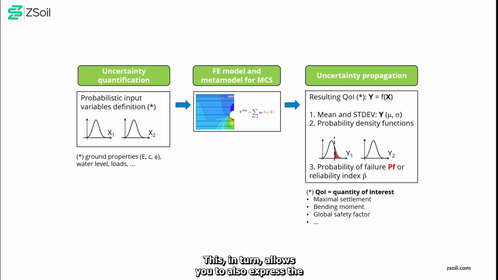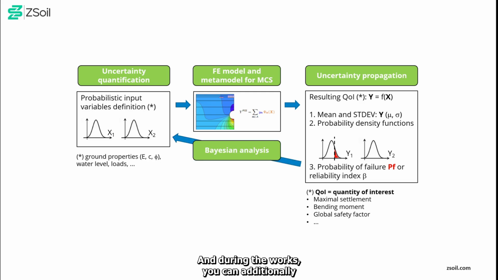This, in turn, allows you to also express the quantities of interest in terms of probability density functions. Then, if you define a threshold, for example, a factor of safety smaller than 1, or a settlement larger than 25 millimeters, you can use the Monte Carlo simulation method in order to compute the probability of failure or the reliability index. And during the works, you can additionally use Bayesian analyses in order to refine this probability of failure, in case you have obtained new information about your project. This could, for instance, be a horizontal displacement measurement from an inclinometer.